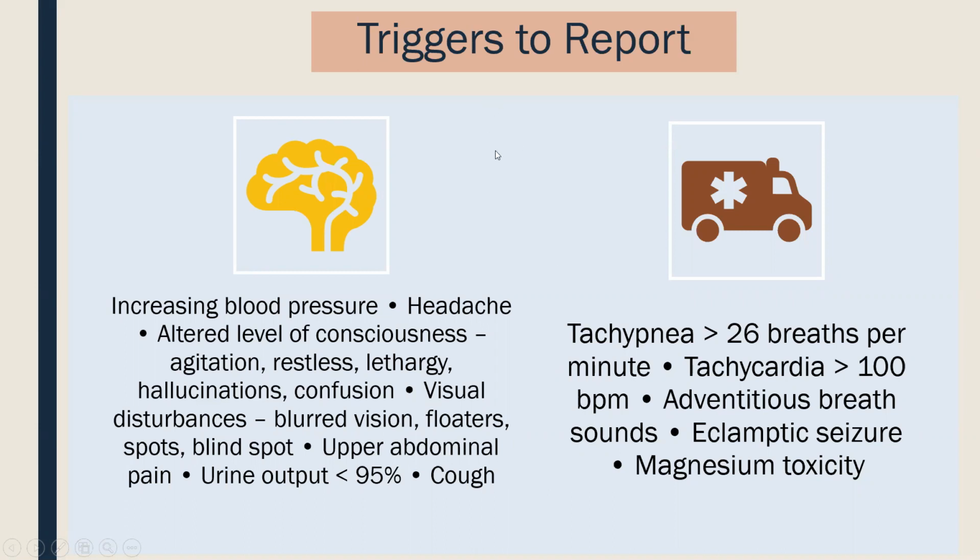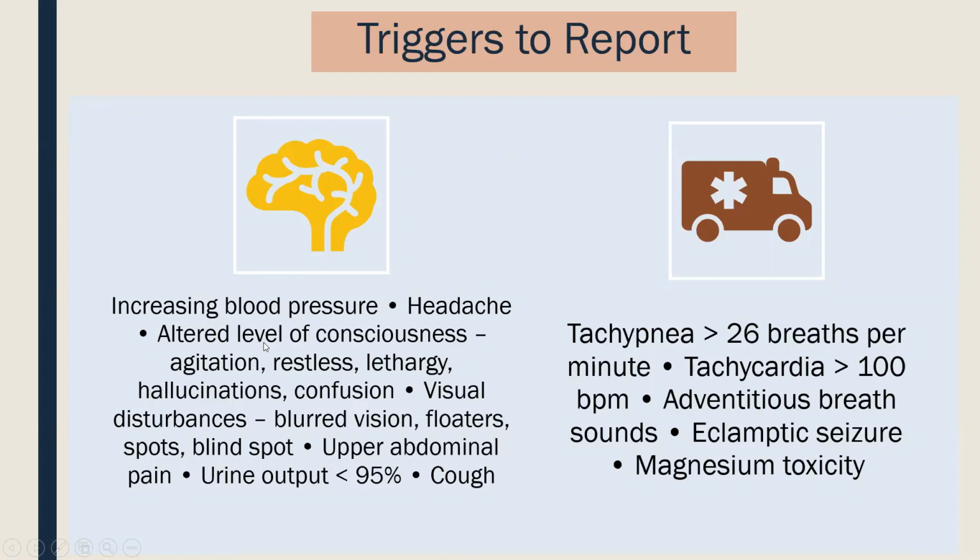So here are triggers that should be reported either by the patient to a medical provider if they start to happen, or by the nurse if she's hospitalized. If any of these things happen, we need to think that they need to be reported. So increasing blood pressure, if we cannot control it with our medications, or if she's on magnesium sulfate and it continues to increase, that needs to be reported. A new onset headache, or a headache that cannot be controlled with the measures that we're already taking.